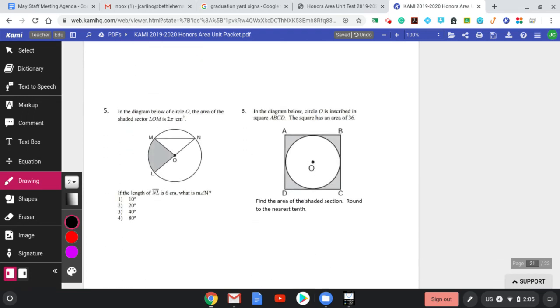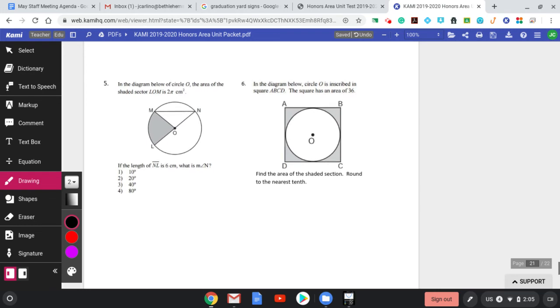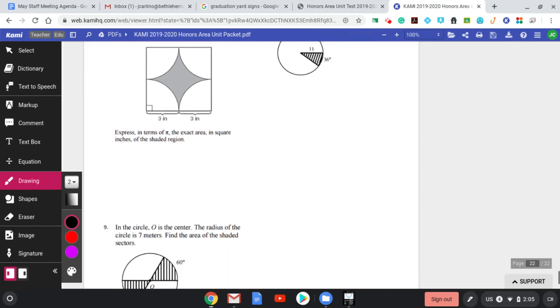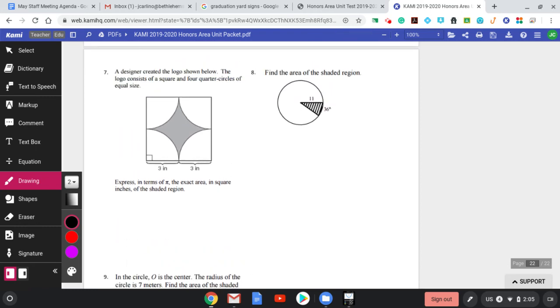I just want to do one more with you to help you out. Let's do number 7. New logo creates 4 quarter circles. Find, in terms of pi, so I need a pi in my answer, the exact area of the shaded region. It looks like the area of the shaded region is going to be that square minus the 4 quarter circles, which make up a full circle.